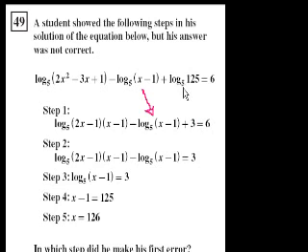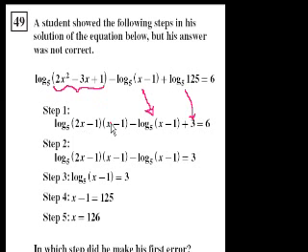And then he said log base 5 of 125 is 3. Yeah, that's right. 5 to the third power is equal to 125. So that is right as well. And let's see. Here, it looks like he took the 2x squared minus 3x plus 1 and he factored them into 2x minus 1 and x minus 1. Let's see if that's right.